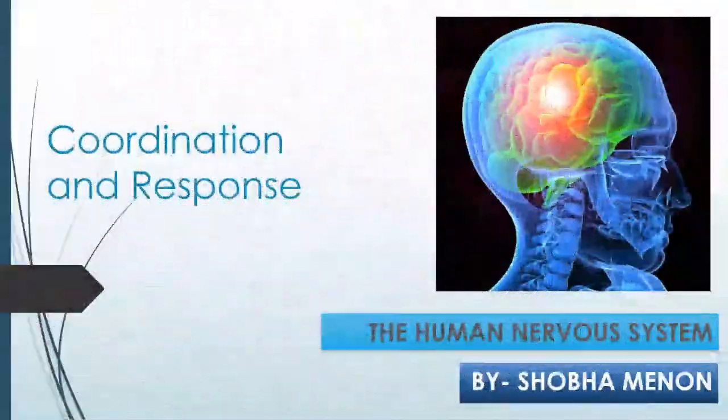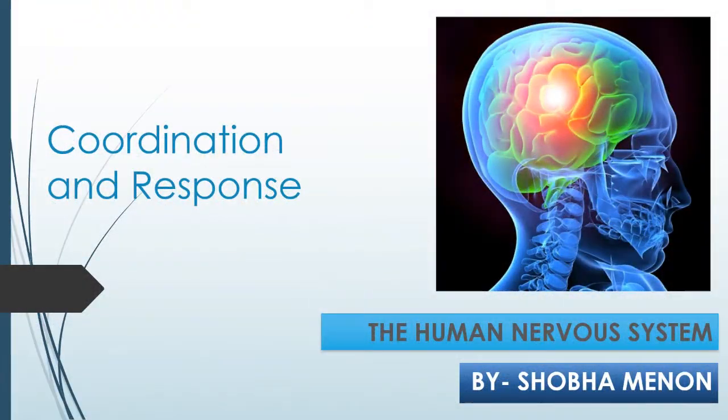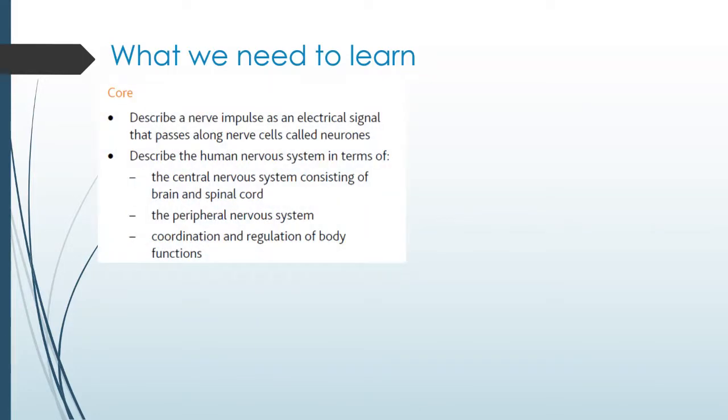Hello, my dear students. Today we are going to talk about the human nervous system. Now, in the human nervous system, what do we have to learn? We have to learn about nerve impulses, how to describe a nerve impulse as an electrical signal that passes along the nerve cells called neurons.